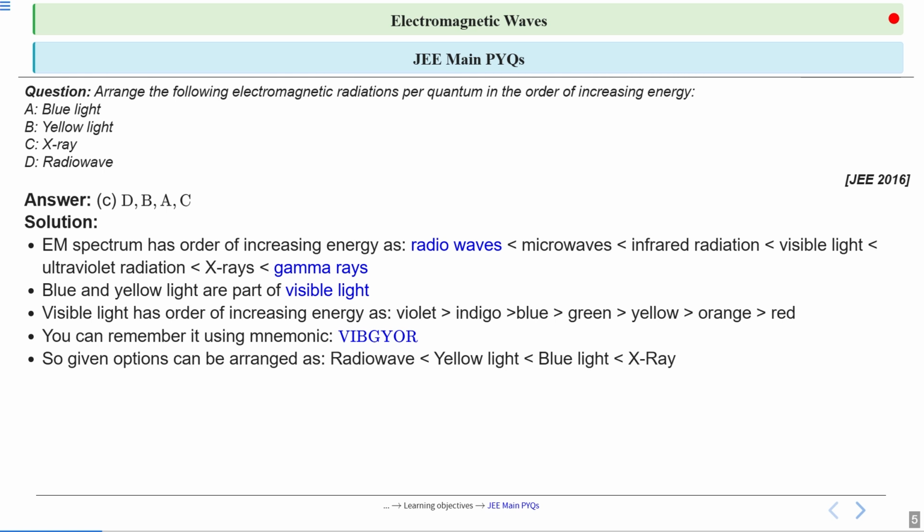Okay, so given options can be arranged as radio wave will be having least amount of energy, then yellow light will be having more energy than radio waves, and blue light will be having more energy than yellow light, and finally X-ray will be having the most amount of energy among given options. So correct order is D, B, A, C. Okay, so C option is correct.